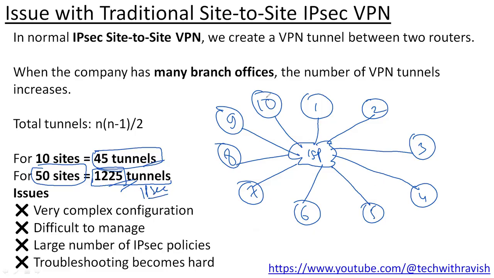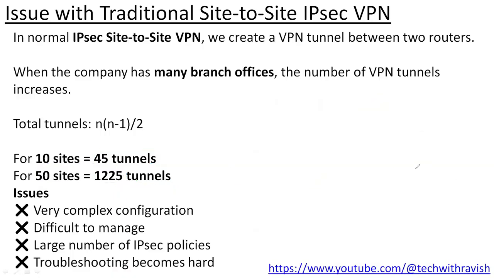Another problem is that if there is any change in the IP address, let us assume branch office 1 has changed its IP address, all the tunnels connected to branch number 1 will go down. And we have to do the configuration again and again for the new IP addresses. So we can't use dynamic IP addresses in this kind of configuration. In case of site-to-site IPsec VPN or GRE tunnel configuration, we can't do the configuration over dynamic IP addresses.